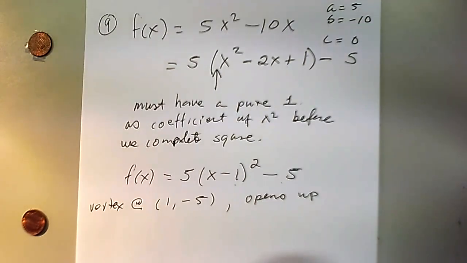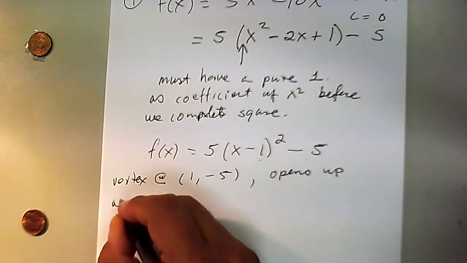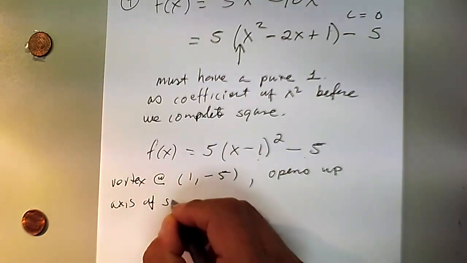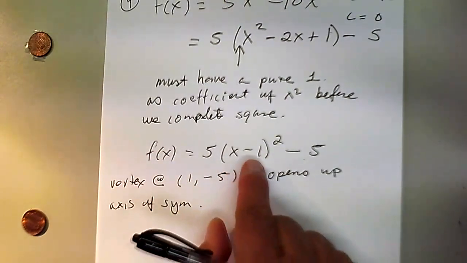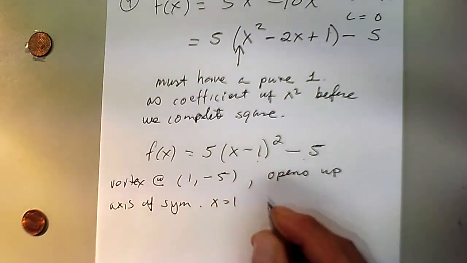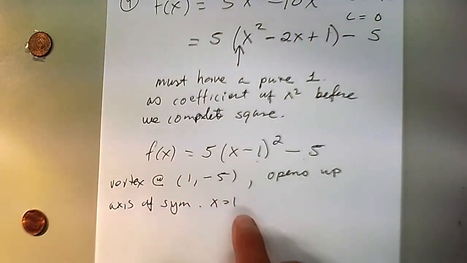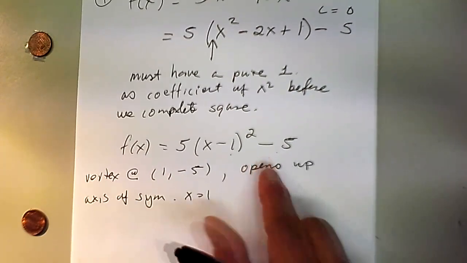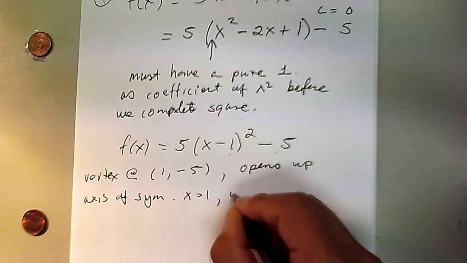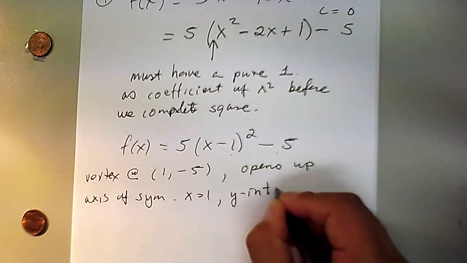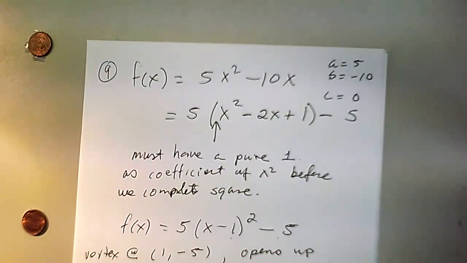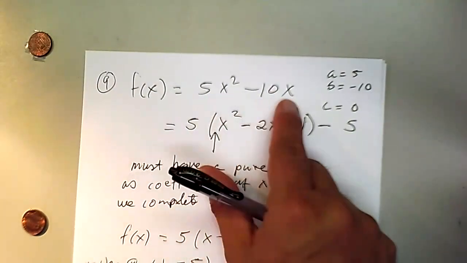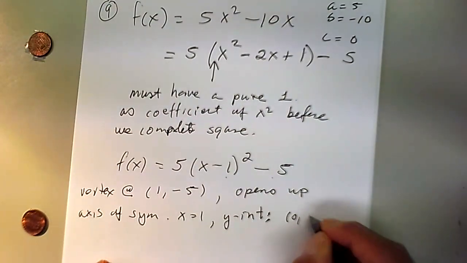Where is the axis of symmetry? Well, it is going to be at x equals 1, which is a vertical line. What is the y-intercept? Well, that's when x is equal to 0. So plug in 0. Oh, we get (0, 0).